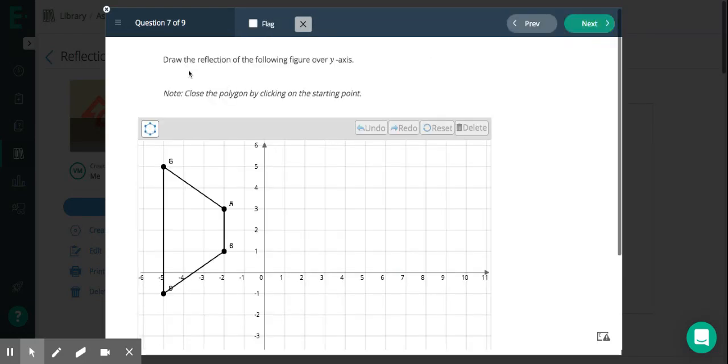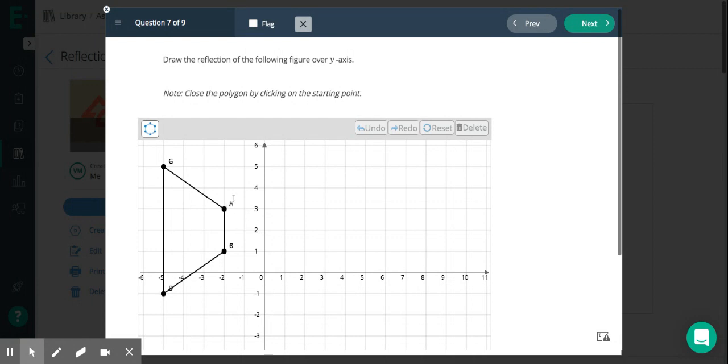Okay, so draw the reflection of the following figure over the y-axis. So now we're going to reflect it over the y-axis. And it looks like the trick is you want to go in order of those lines. So y-axis, how many units away is this point here? Well, it's 1, 2 units away, same with B. And then this one here is going to be 5 units away. 1, 2, 3, 4, 5. Same with this one here. 1, 2, 3, 4, 5.